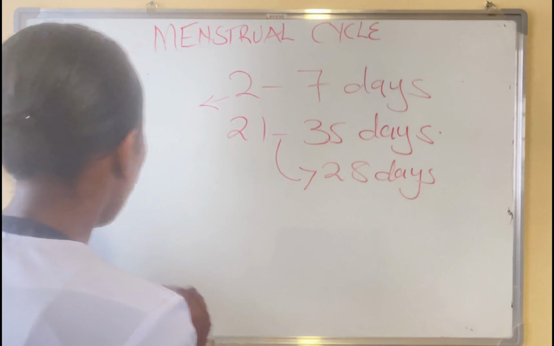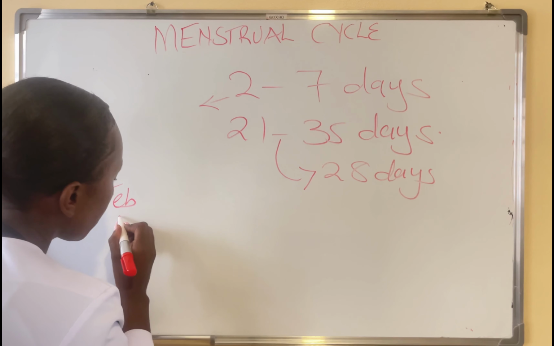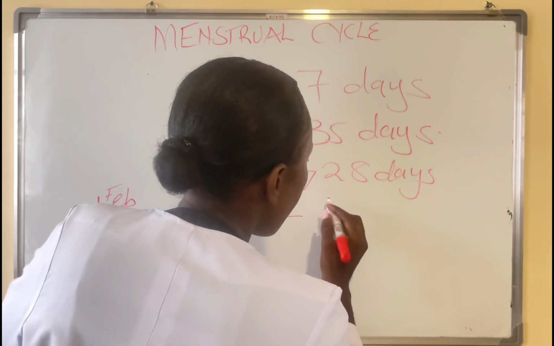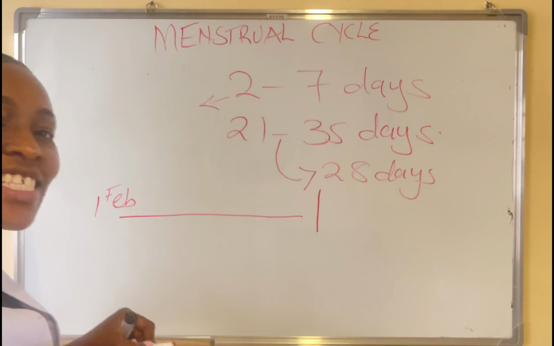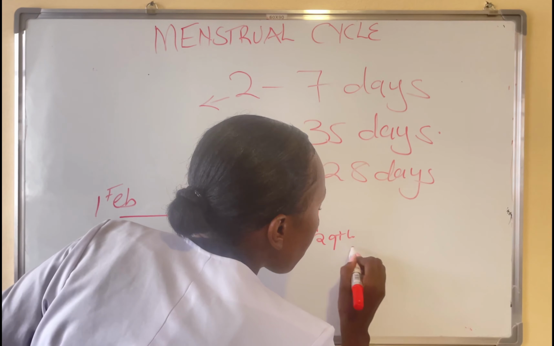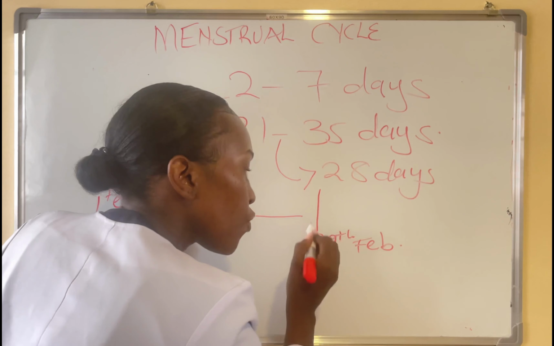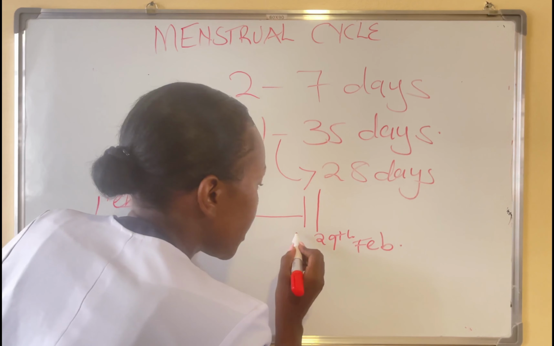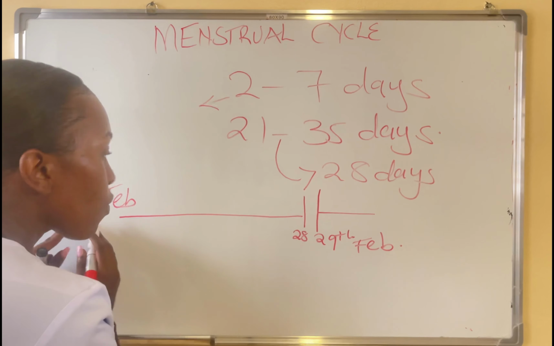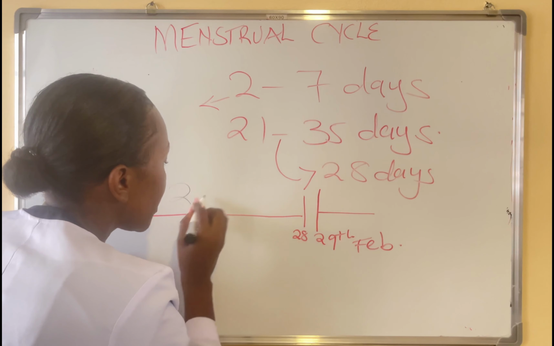What do I mean? If on 1st February is when I receive my period, and then I receive my next period on 29th of February, the day before your next period is day 28. The next period is the beginning of the next cycle. So from day 1 to day 28, that is your cycle. This person's cycle is 28 days.